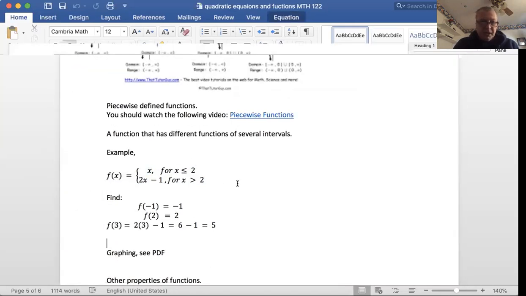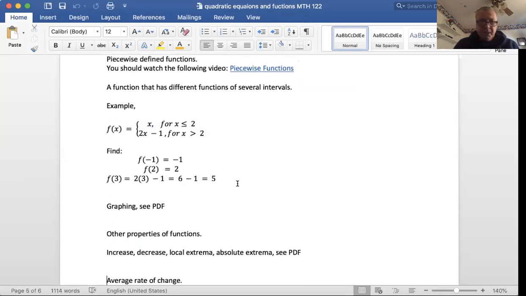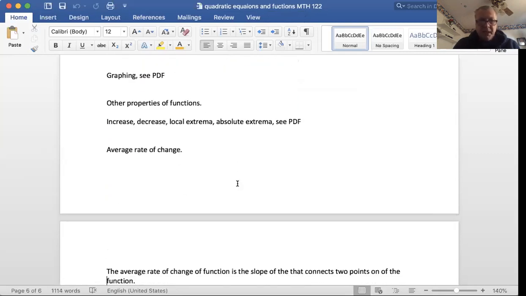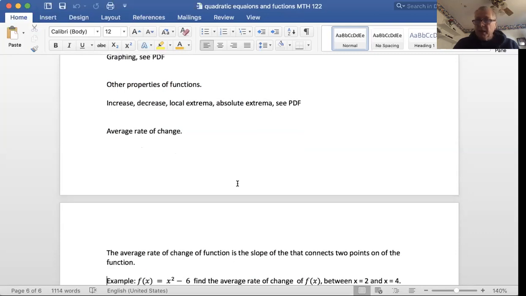I'm going to send out some PDFs for you in the next day that describe some graphs and how I graph them, a couple of piecewise defined functions.